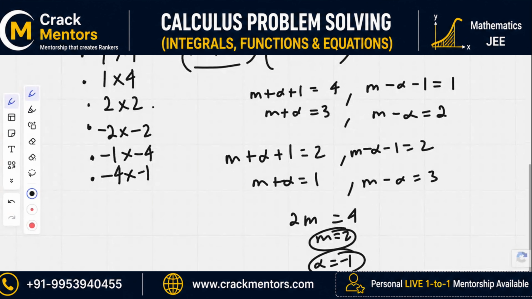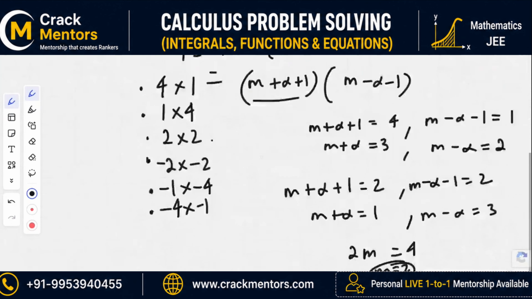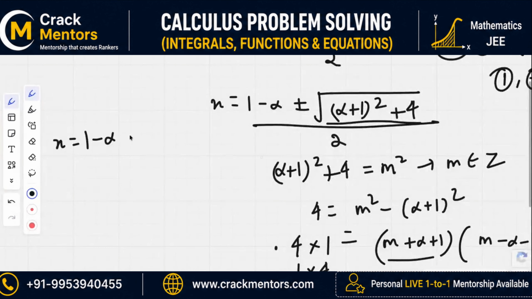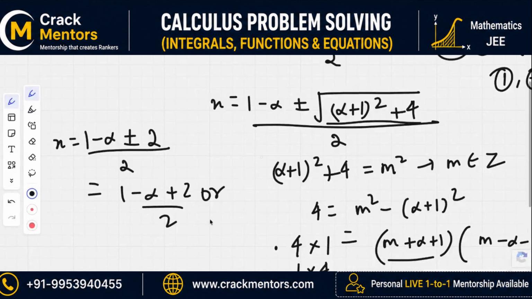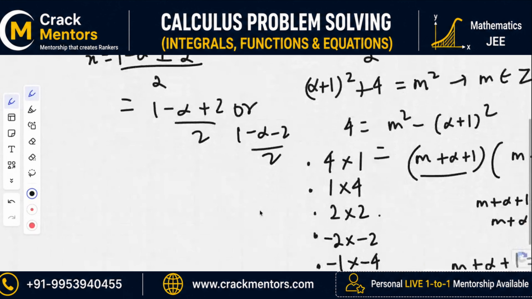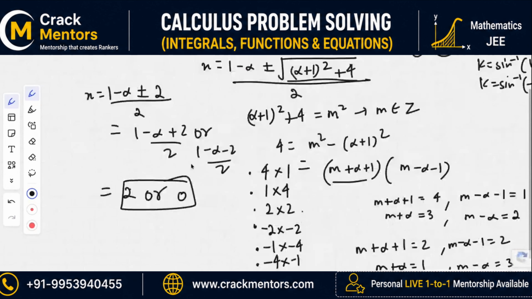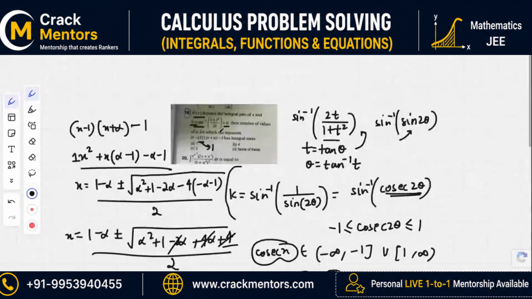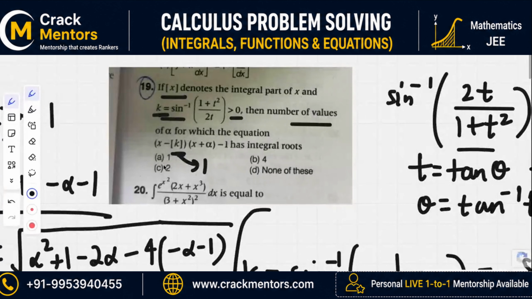No. Correct. And what is the value of x when your alpha is minus 1? You can put it here, right? It would be 1 minus alpha plus minus 2 by 2. So that is 1 minus alpha plus 2 by 2, or 1 minus alpha minus 2 by 2. Your alpha is minus 1, so you're getting 2 or 0. That is your integral solutions, and your alpha is minus 1. So the number of values of alpha that you are getting is only 1. So A is correct.